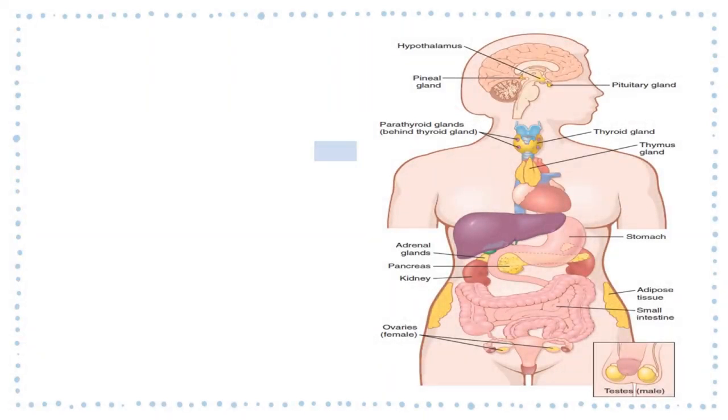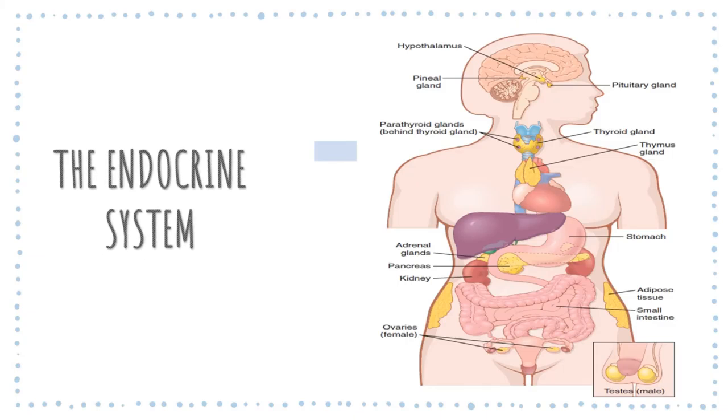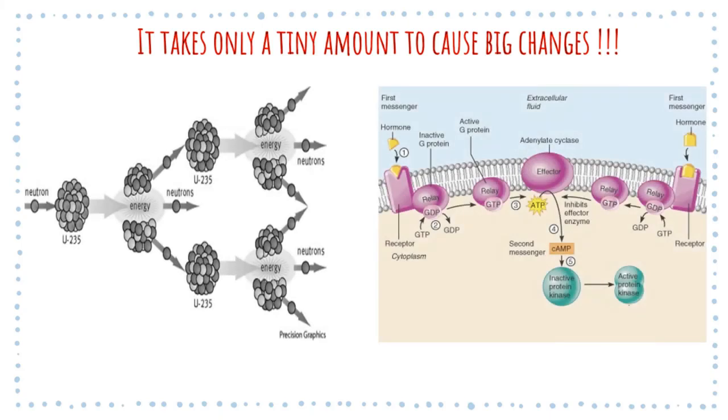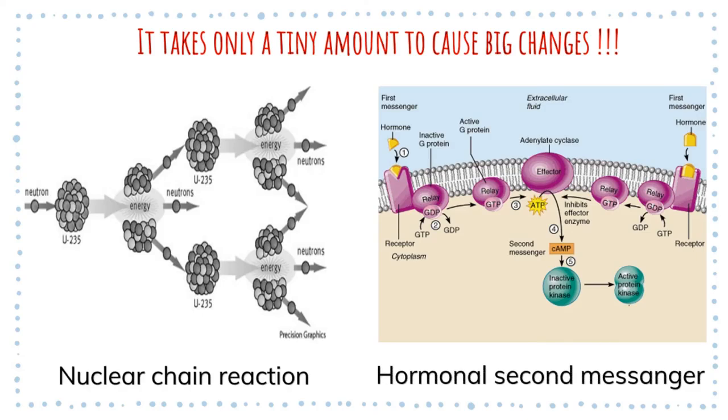Endocrine glands are scattered in many parts of the body, such as the pineal gland, pituitary gland, and thyroid gland, but they work in close contact as a unity called the endocrine system. Hormones are powerful. It takes only a tiny amount to cause big changes in cells or even your whole body through two mechanisms: nuclear chain reaction and hormonal second messenger.